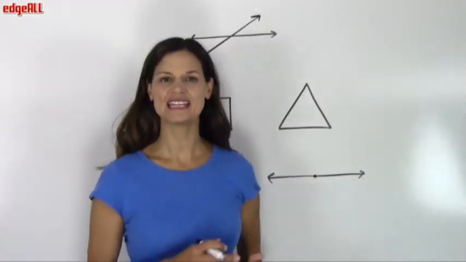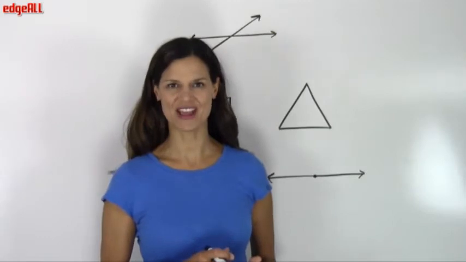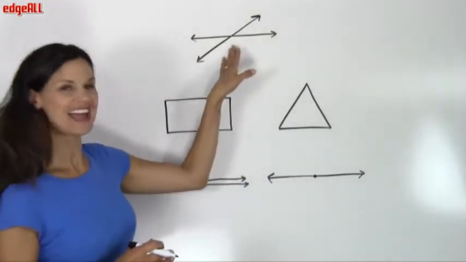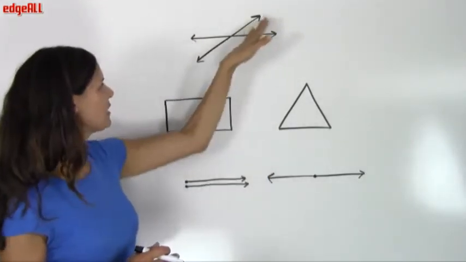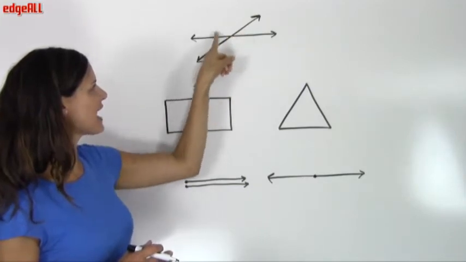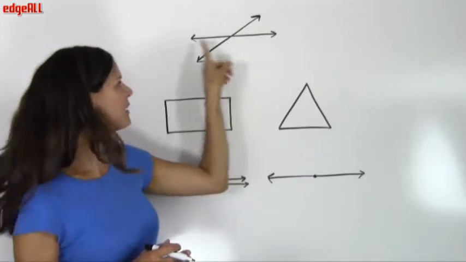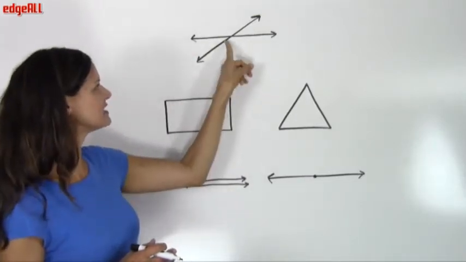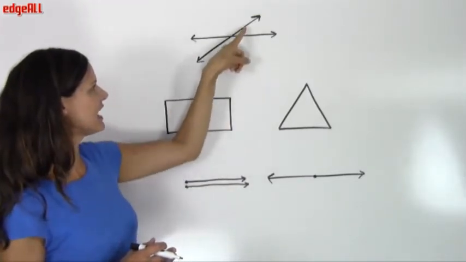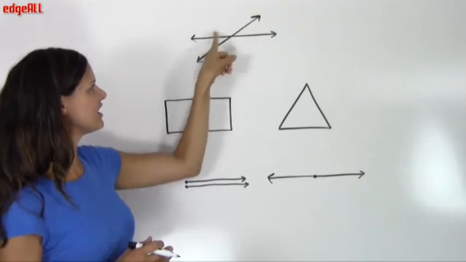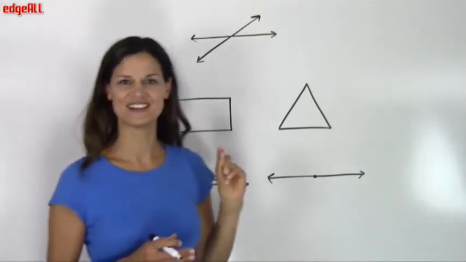When two lines meet, they form angles. There are two lines here on the board behind me, and where they meet, they form angles. In this case, I can see 4 angles formed by the intersection of these two lines. There's an angle here, an angle here, an angle here, and an angle here.